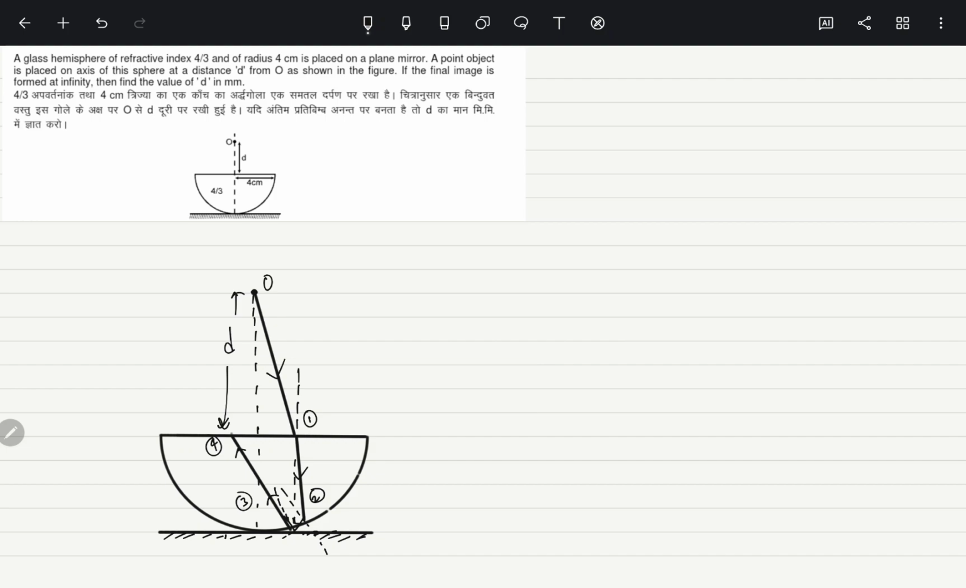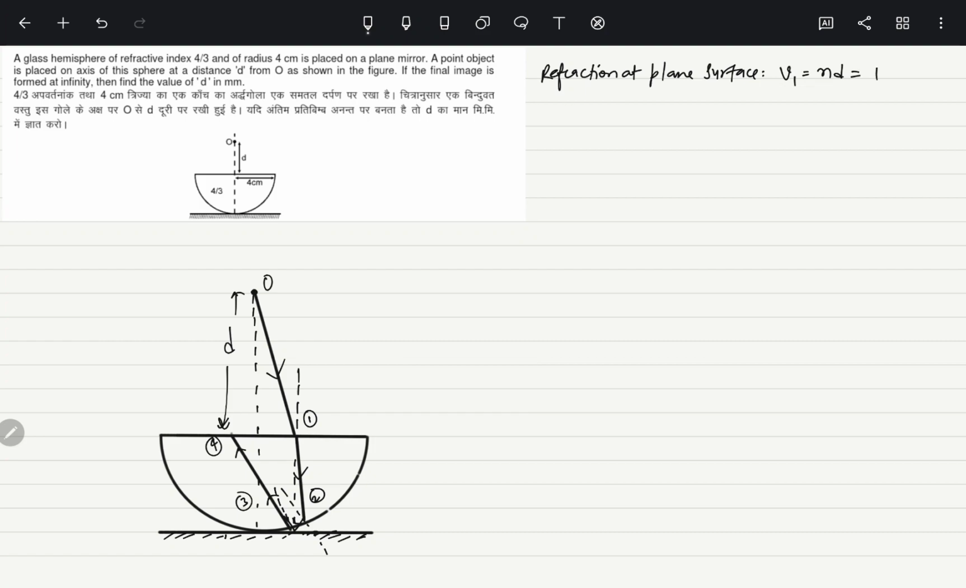So let's start with the first refraction, the refraction that is happening at the plane surface. For this plane surface, the object is at d distance as per given in the question. So we can calculate the apparent depth. I'm taking this as v1, the first position of the apparent object. So v1 will be equal to n times d, because the object is in rarer medium, so that is the formula.